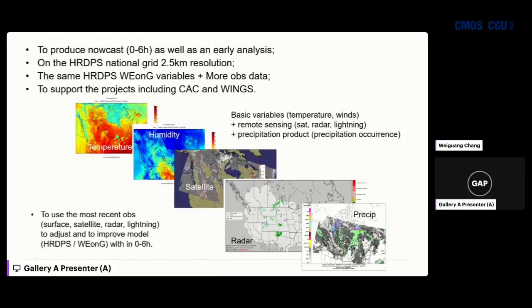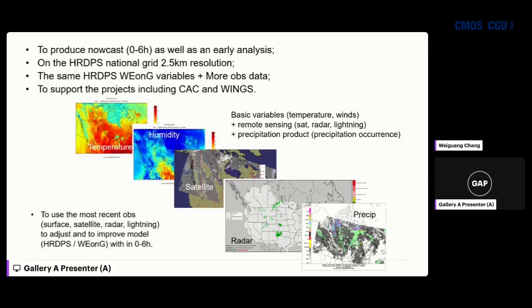Here is a summary of our nowcast system. As I said, it produces a nowcast from 0 to 6 hours, as well as an early analysis, and it's working on the 2.5 resolution, covering Canada. The variables are the same as the HRDPS weather element on grid variables, and we support the projects like CAC and WINS. The CAC is the current atmospheric condition, and WINS is the system that the forecasters will be using to do the forecast.